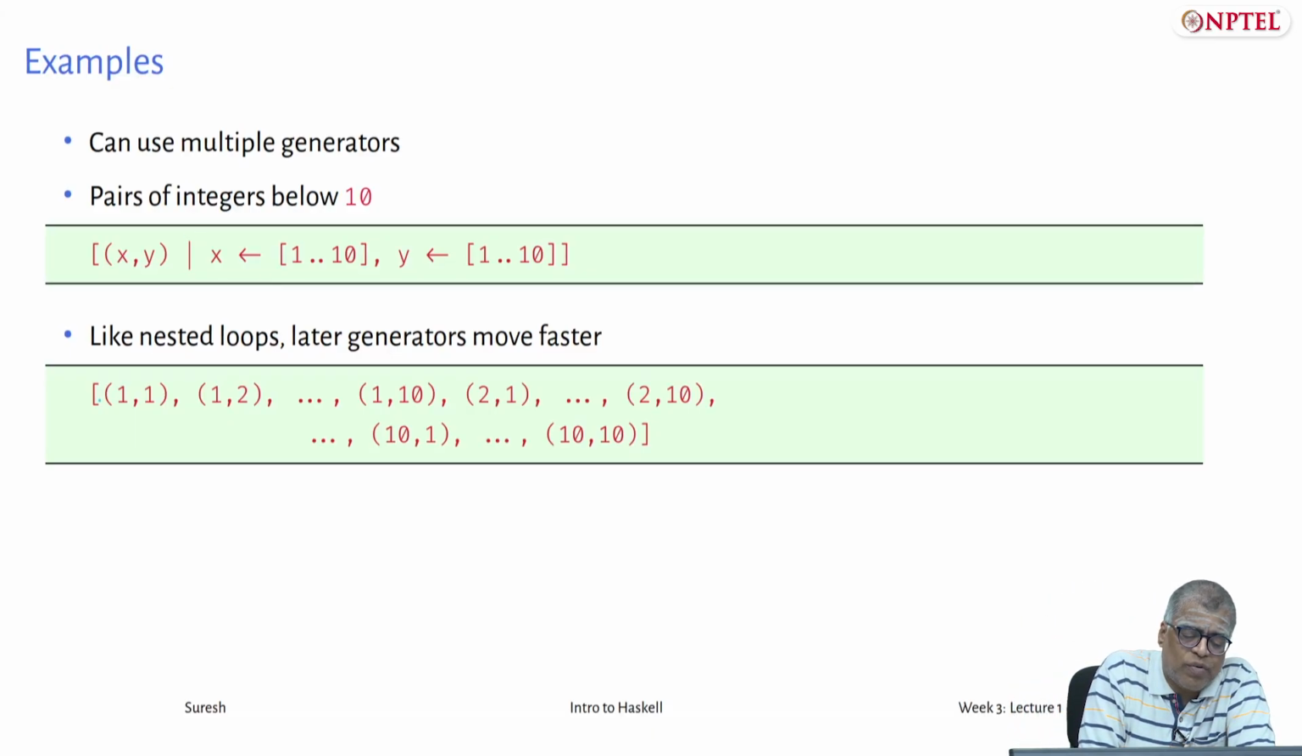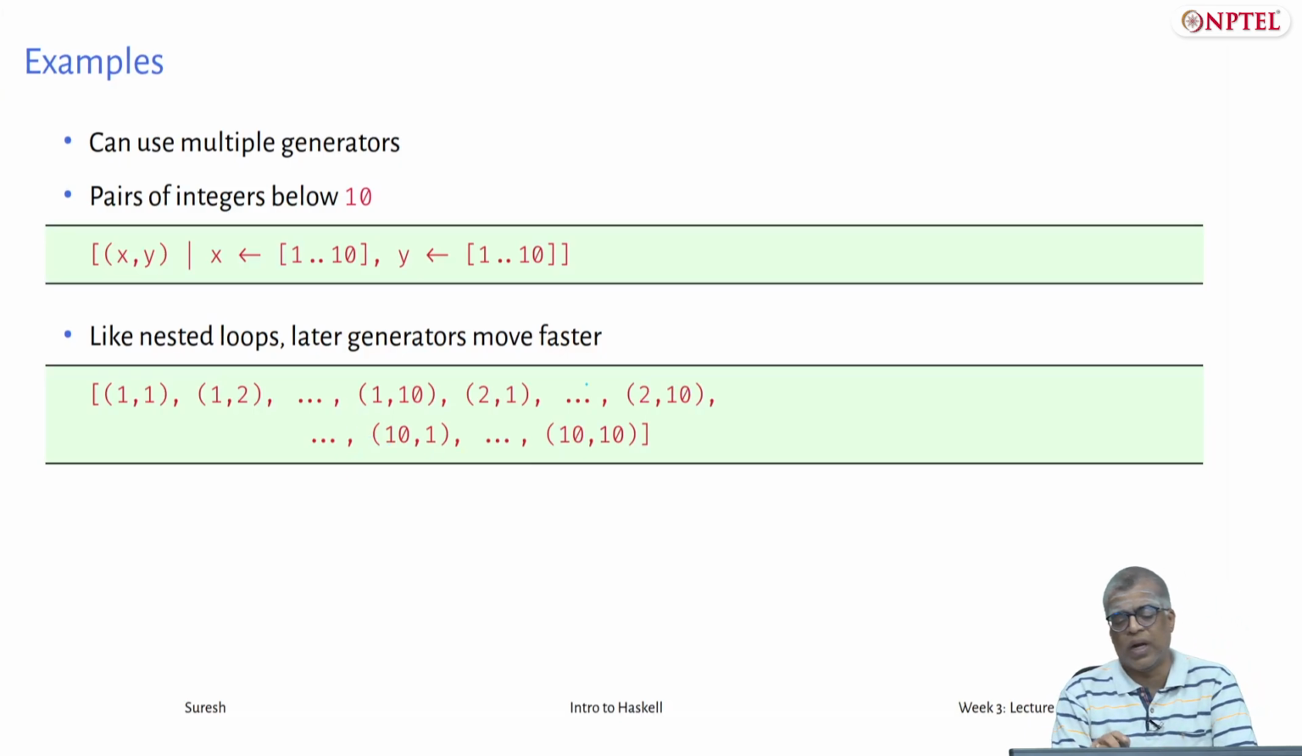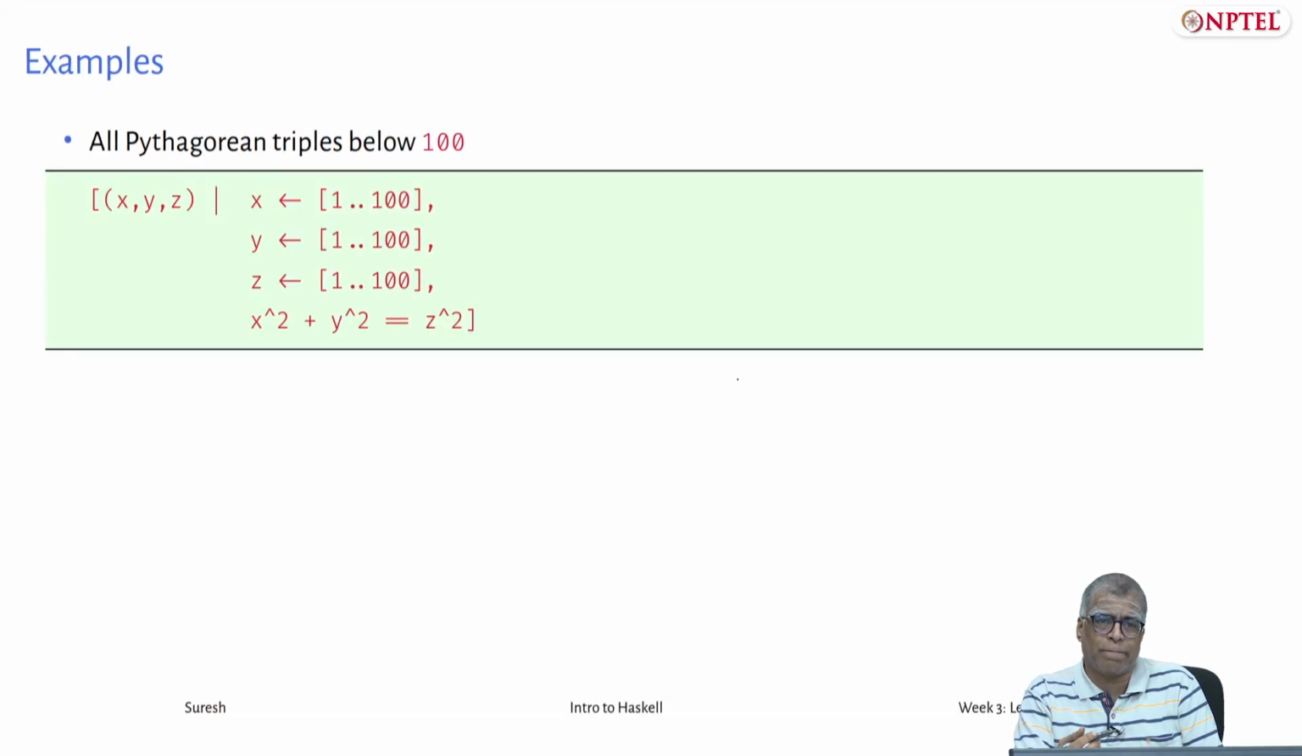Okay, so this will first give you 1 1, 1 2, 1 3 dot dot dot all the way till 1 10, then 2 1, 2 2, 2 3 dot dot dot all the way till 2 10, and so on till it comes to 10 1, 10 2 dot dot dot all the way to 10 comma 10. Okay, so this is list comprehension using multiple generators.